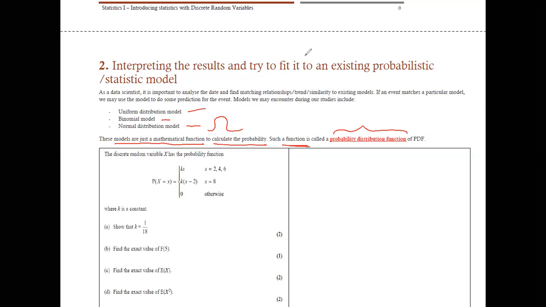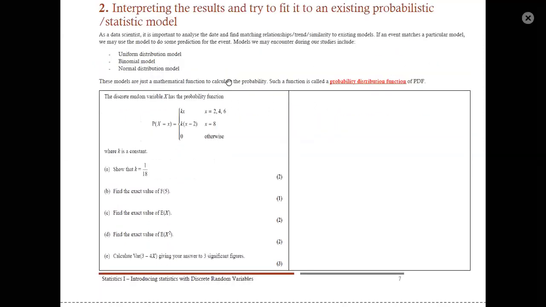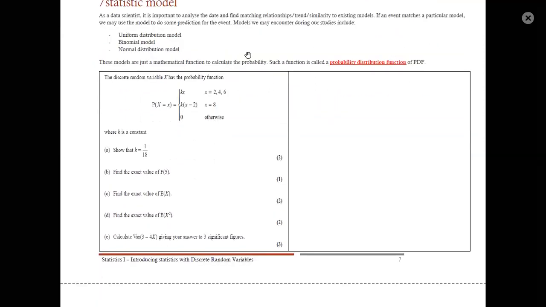Okay, can? So nothing much to say. We can proceed with the example over here because the concepts are still the same. Okay, so if I have a discrete random variable x with a PDF of this, show that k equals 1 over 18. So same thing, all probabilities must add up to be 1.